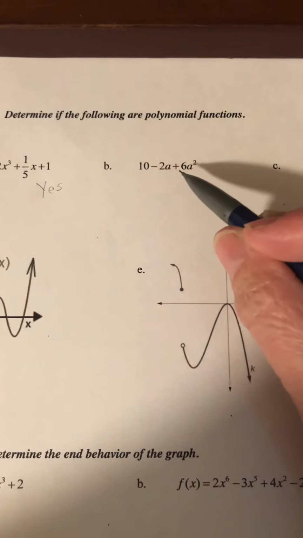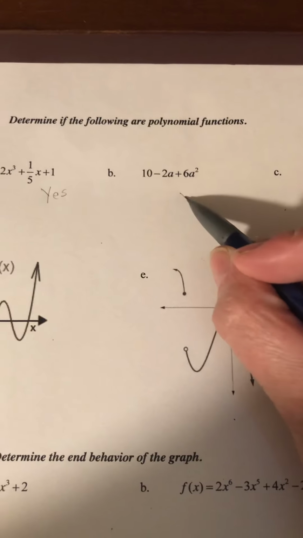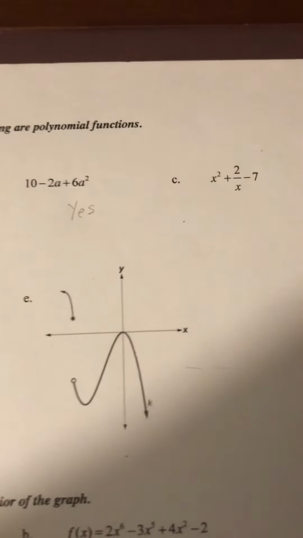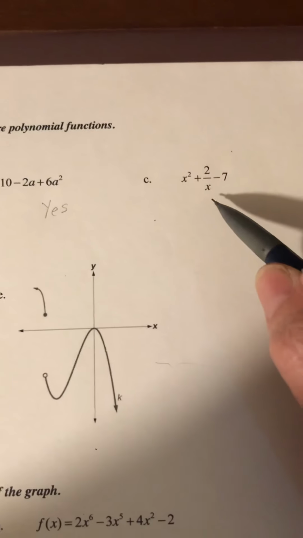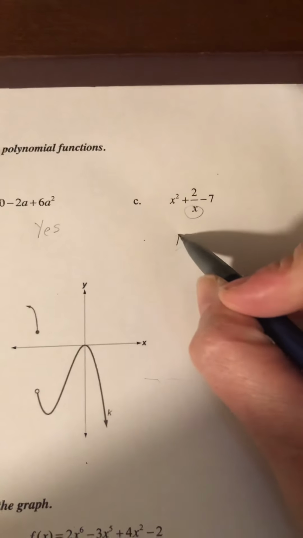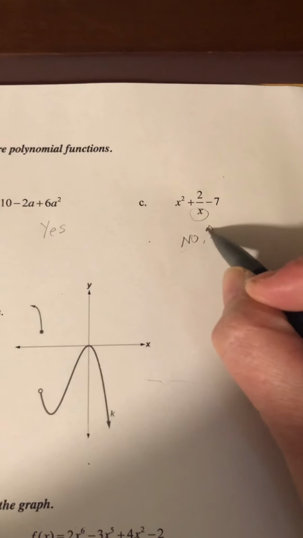10 minus 2a plus 6a to the second. Yes, this is a polynomial. It's not written in decreasing degree, but that's not being asked, so we can move to letter C. x squared plus 2 over x. This is not, because it has a variable in the denominator. So no. I'm just going to draw the arrow.